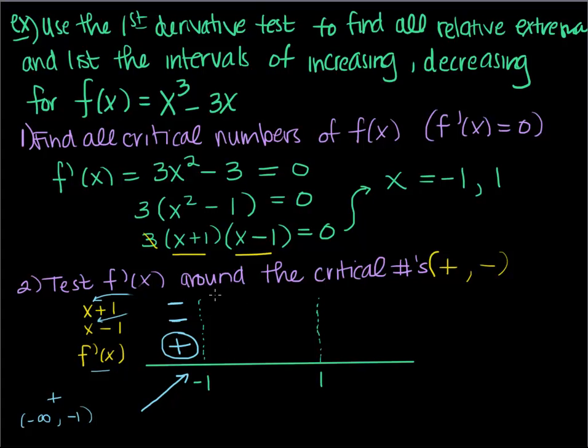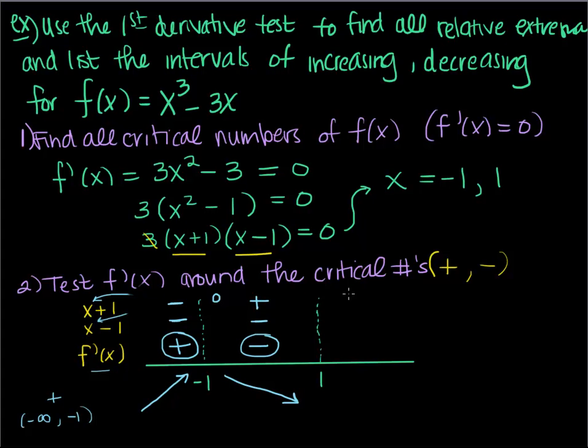Hey, 0 is a great number to put in here. So I'm going to put 0 into here. What's 0 plus 1? That's 1, which would be positive. Put 0 into the x minus 1. 0 minus 1 is negative. Then when I multiply those two factors together to get the derivative, what am I going to get? Positive or negative? I'm going to get a negative. So what do I know about my function? It is decreasing on this interval.